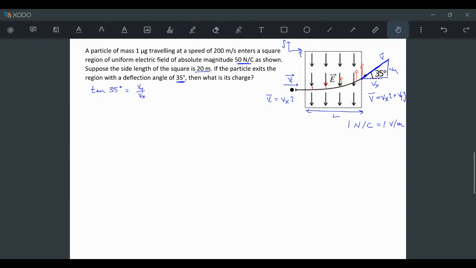The reason I'm asserting that Vx is unchanged is because the electric field is applied vertically, and we know that the force on a charged object in a field is equal to QE. So if E is vertical, then the force can only be vertical, and therefore the acceleration, which affects the velocity, can only be vertical, or in other words, all these things have j hats when we write out the vectors.